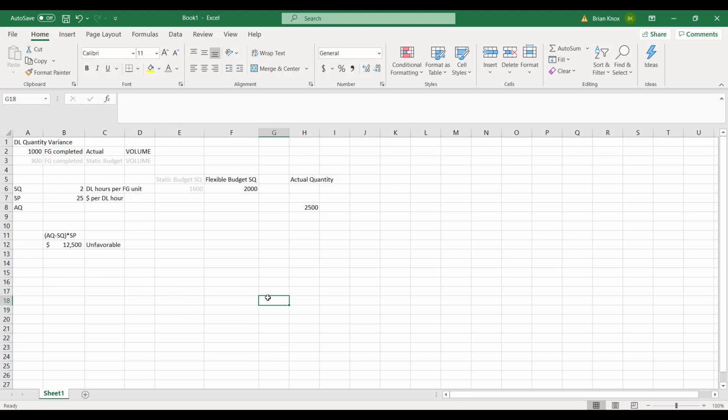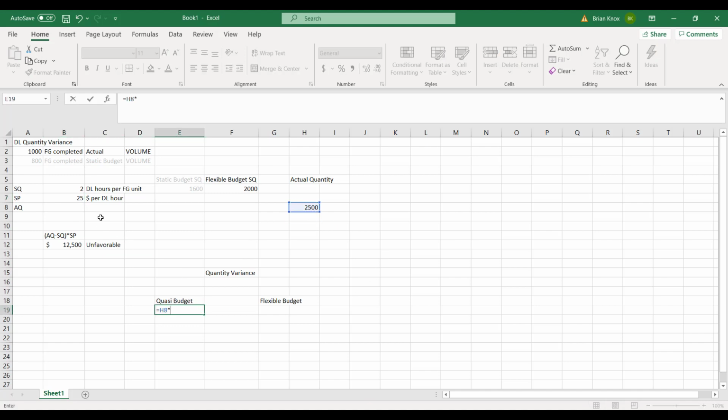And so we can just build ourselves, label it just how I have in the textbook here. We can build this and say, well, this one is going to be our actual quantity times our standard price, and this is going to equal our flexible budget standard quantity, our budgeted quantity, standard quantity, times the standard price. And then this is going to simply equal the difference between these two.